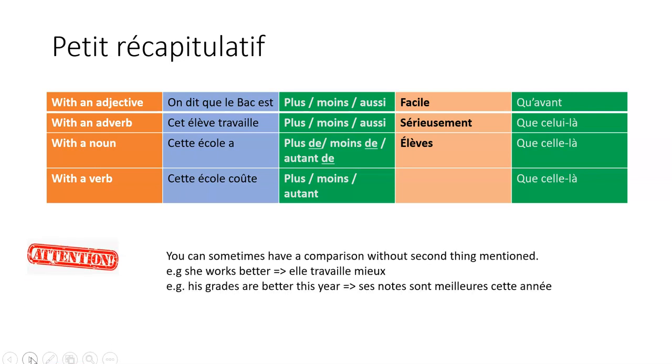Okay, you can sometimes have a comparison without the second thing being mentioned. So, for instance, she works better. Elle travaille mieux. It could imply that she's working better than before. Okay, his grades are better this year. Ses notes sont meilleures cette année. It's implied that his grades are better than last year. So it's not always mentioned. The comparative is sometimes implied.